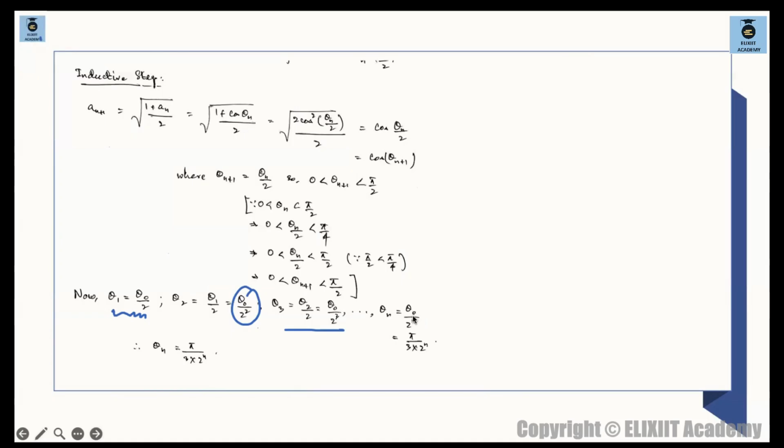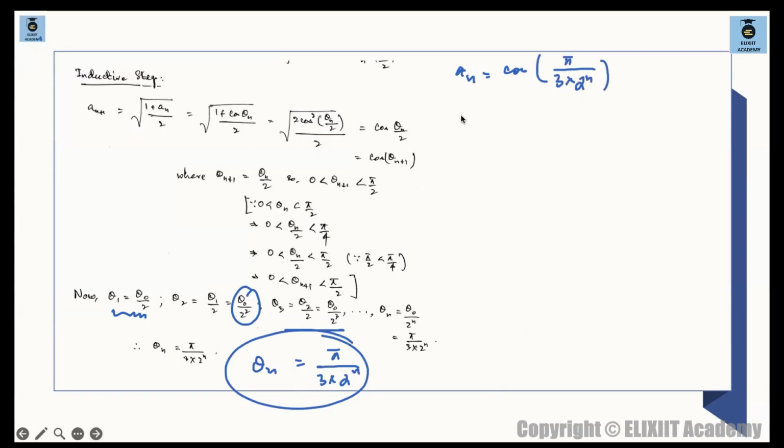And what is theta naught? Now we know what theta naught is: pi by 3, which we have taken initially. So your theta n will be pi upon 3 times 2 raised to the power of n. Once you have obtained theta n, you just find out what a n is. a n will be cos of pi upon 3 times 2 raised to the power of n.